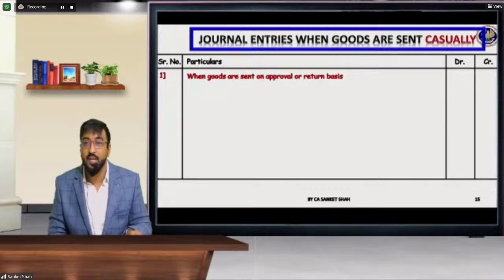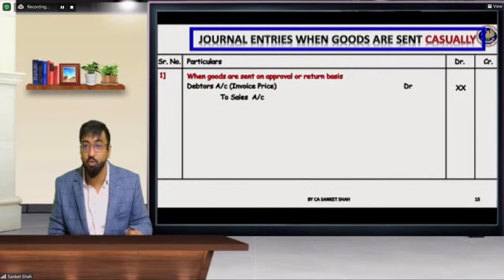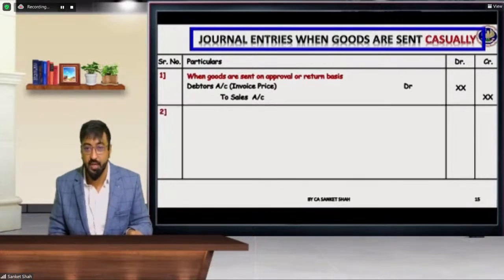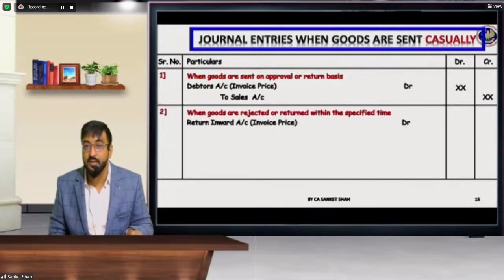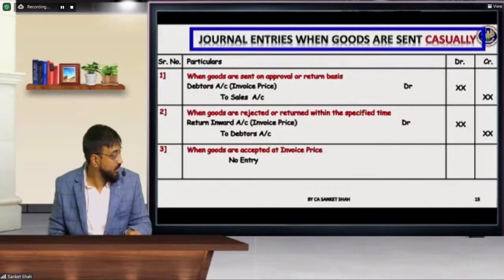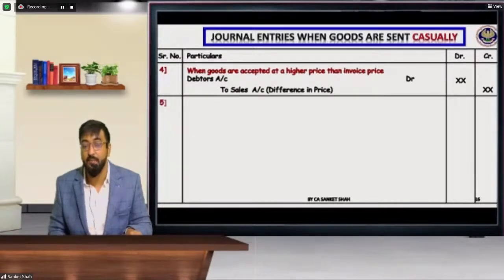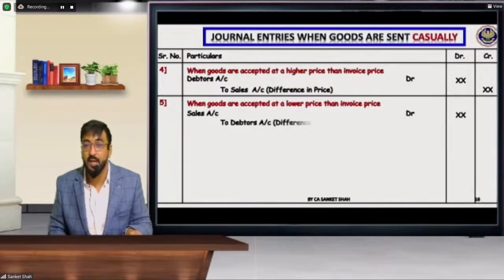Okay. When goods are sent on approval, what is the entry? Debtors to sales. So got this entry. When goods are rejected, sales return account debit to debtors. Okay. Accepted, no entry. Higher price से accept किया, debtors to sales at difference in price. Lower price पे accept किया, sales to debtors.